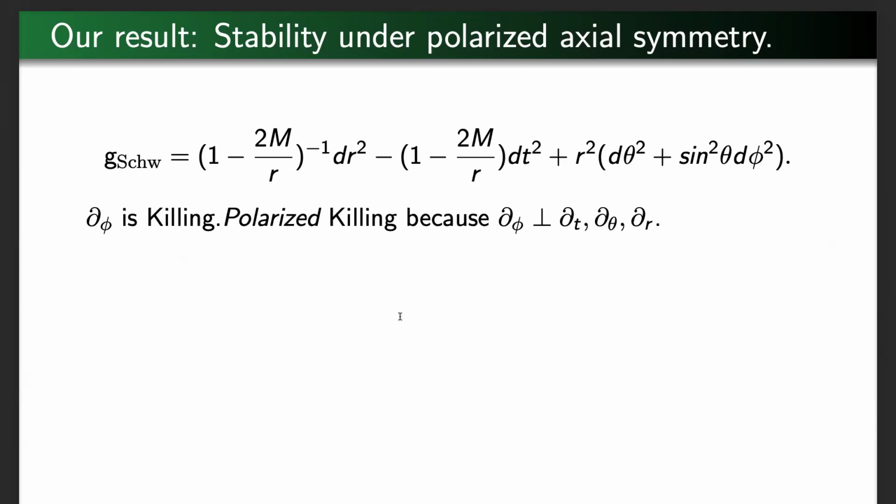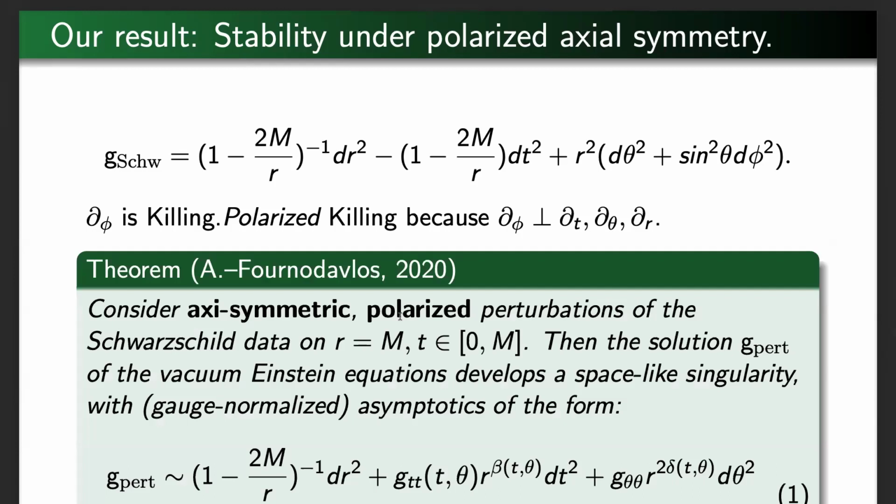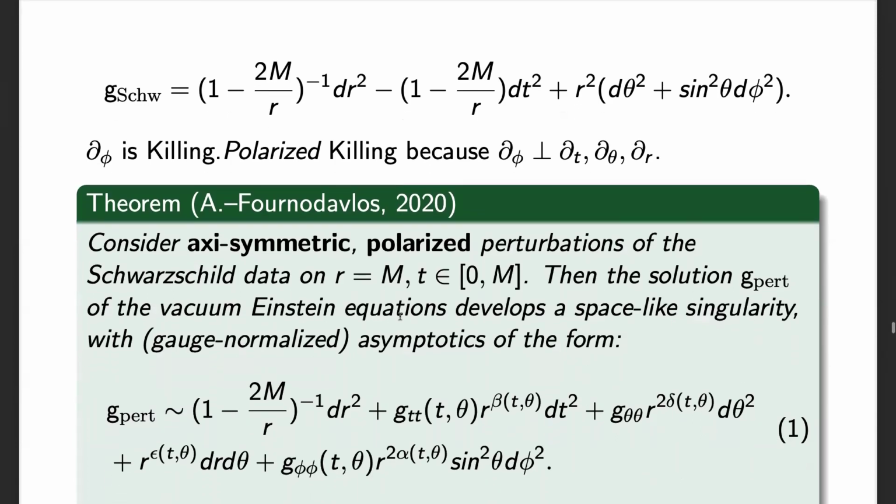So you have a Killing field with closed orbits, this one, and that's axisymmetric. And if it's normal to the remaining directions, that's called polarized. So that's the class in which I'll consider data. I'll consider axisymmetric and polarized perturbations of the Schwarzschild data, let's say at r equals epsilon, so inside the black hole. Okay, then the solution will develop a spacelike singularity, right? Which I can gauge normalize to occur at r equals 0, and the metric will look like this.